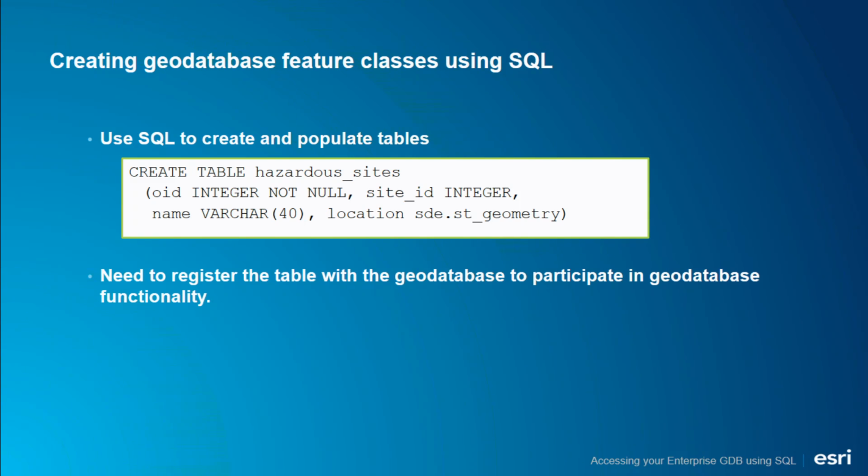So you can create tables in SQL, and a table with a shape column is a feature class. Now, if you want to use this feature class with a geodatabase, or you want to use it as a geodatabase feature class, as Melissa mentioned before, you have to register it with the geodatabase. Then you can version that feature class, or you can have it participate in some kind of geodatabase functionality. But without registering, you cannot do that.